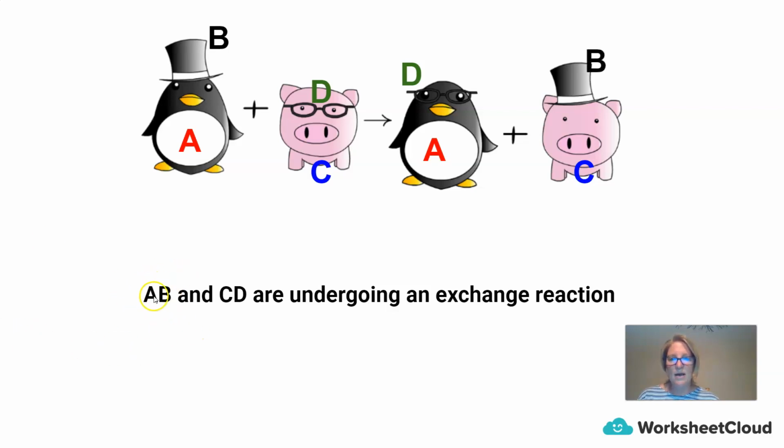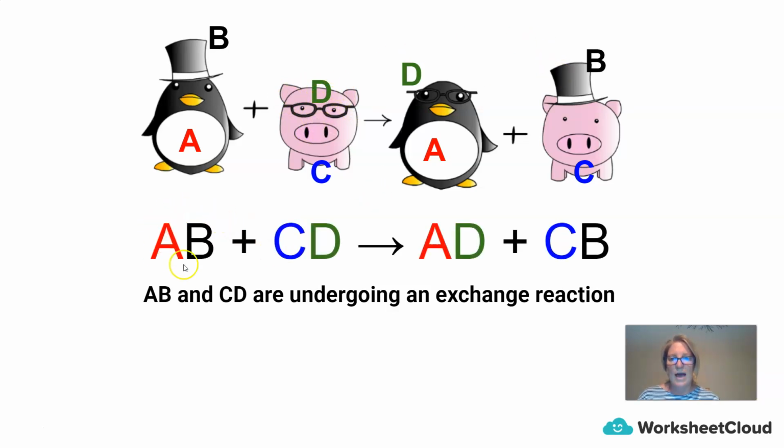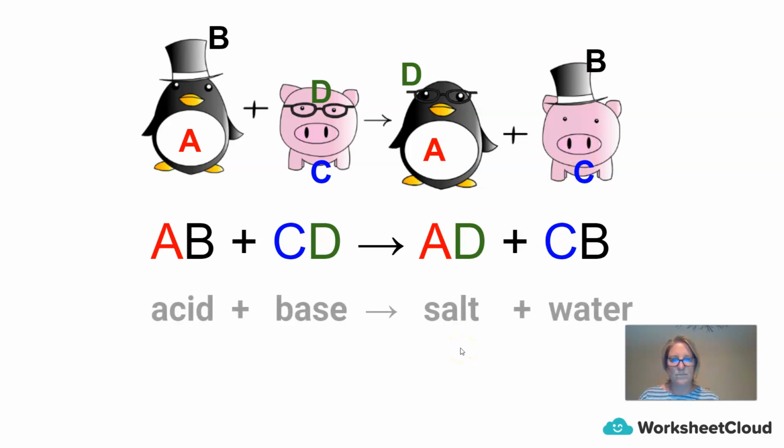So A and B and C and D are our reactants, and they are undergoing an exchange reaction. So the penguin exchanges the hat for the spectacles, and the pig exchanges the spectacles for the hat. So A and B are reacting with C and D. They undergo an exchange reaction, and A bonds with D and C bonds with B.